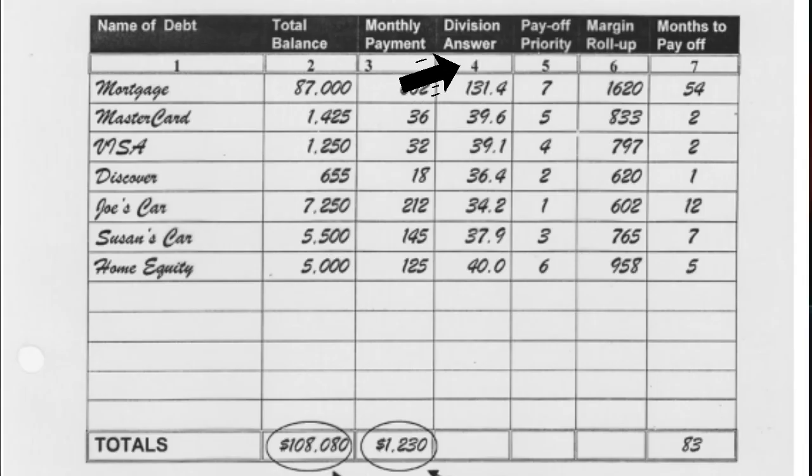So what you're going to do is go down column 4 and look for the lowest number. Then right next to the lowest number in column 5, you put a 1. Then you look for the next lowest number and you put a number 2, and so forth.